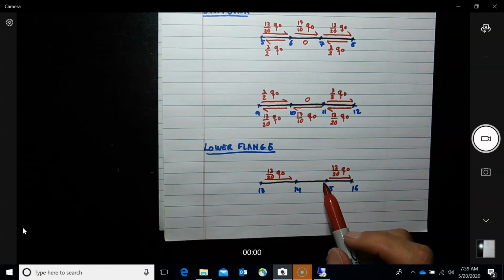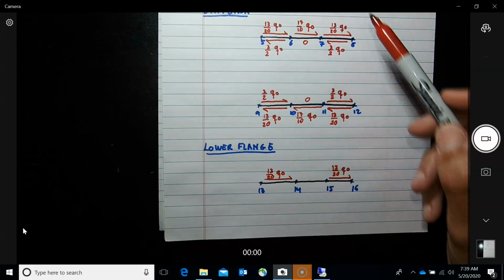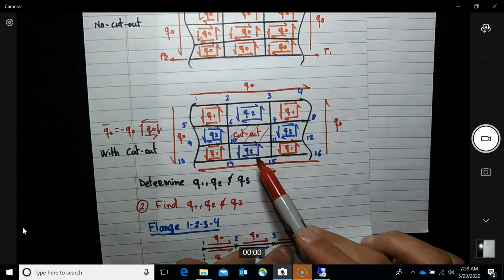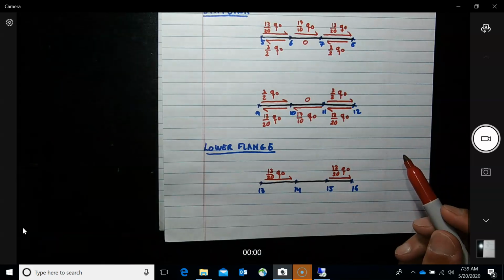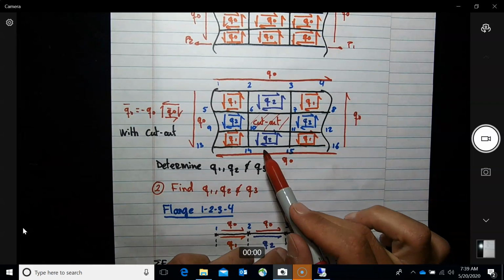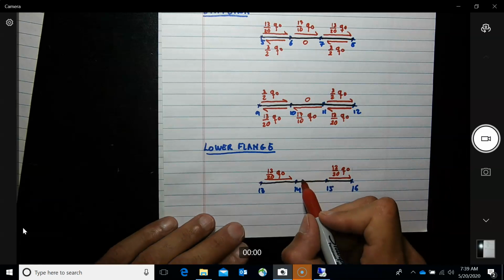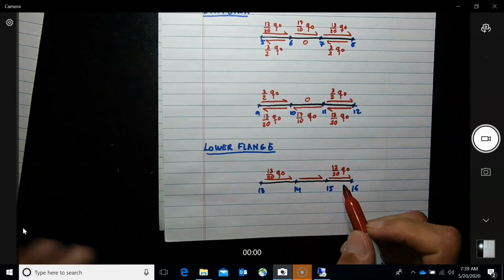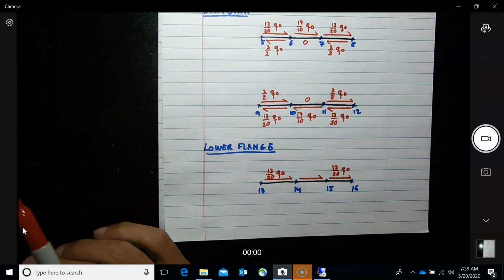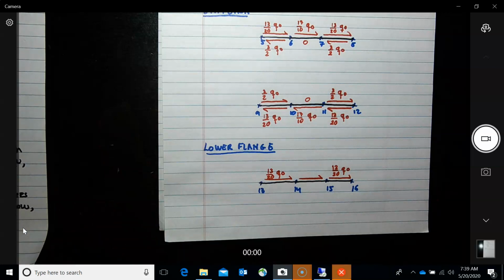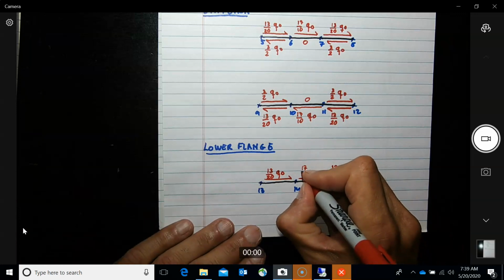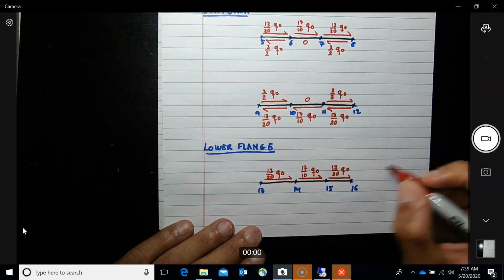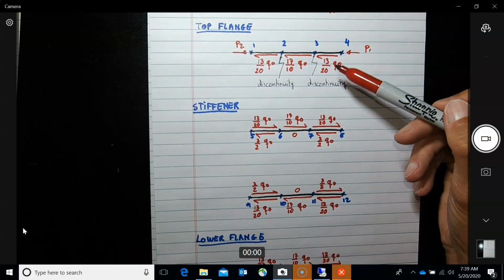The middle one will be, so basically it should be the opposite of this one. So here should be Q sub 2, going to the left, so it's going to the right. Okay, and Q sub 2 should be 17 over 10 Q sub naught. So basically just the opposite of the one we had at the top.